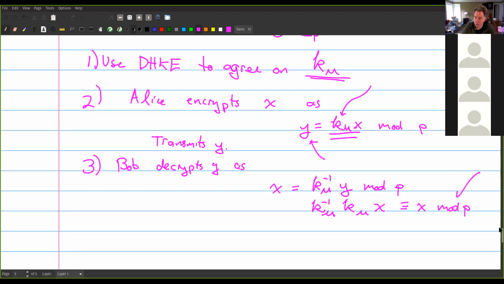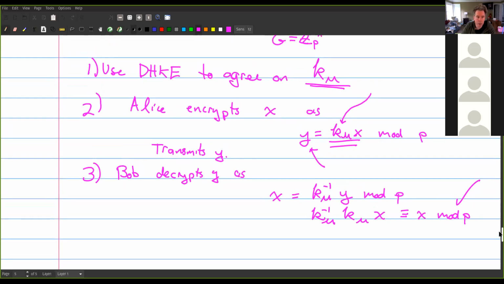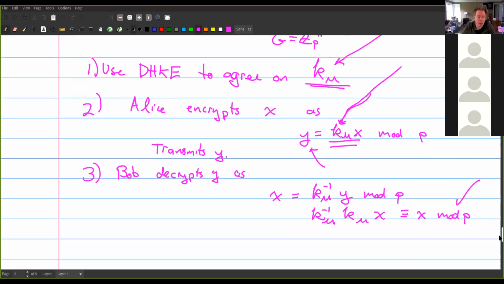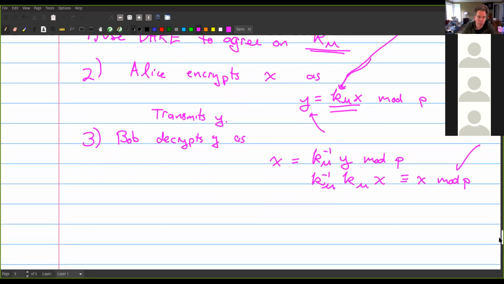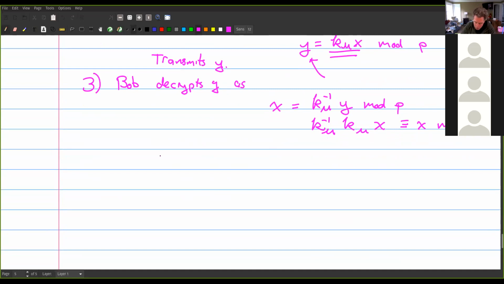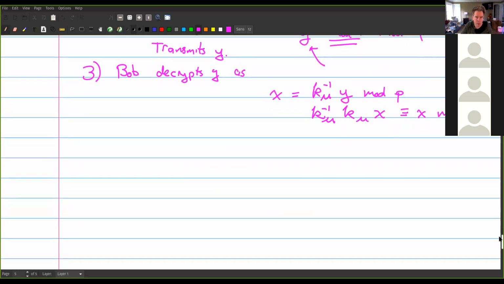So it works. The basic idea is to use Diffie-Hellman key exchange to agree on a secret, and then use that secret as a multiplicative mask to send elements. One thing though is that KM can't be used twice. But let's talk about that later. KM can only be used to send one X.